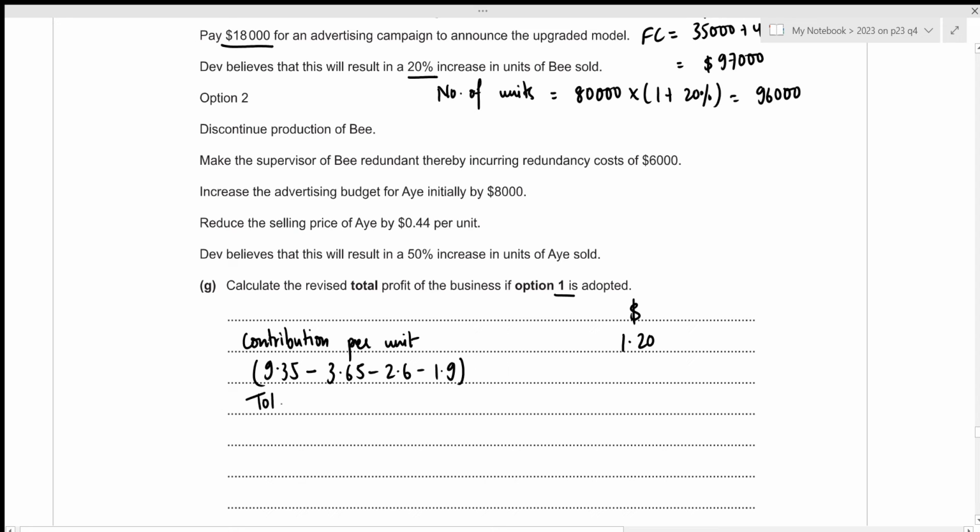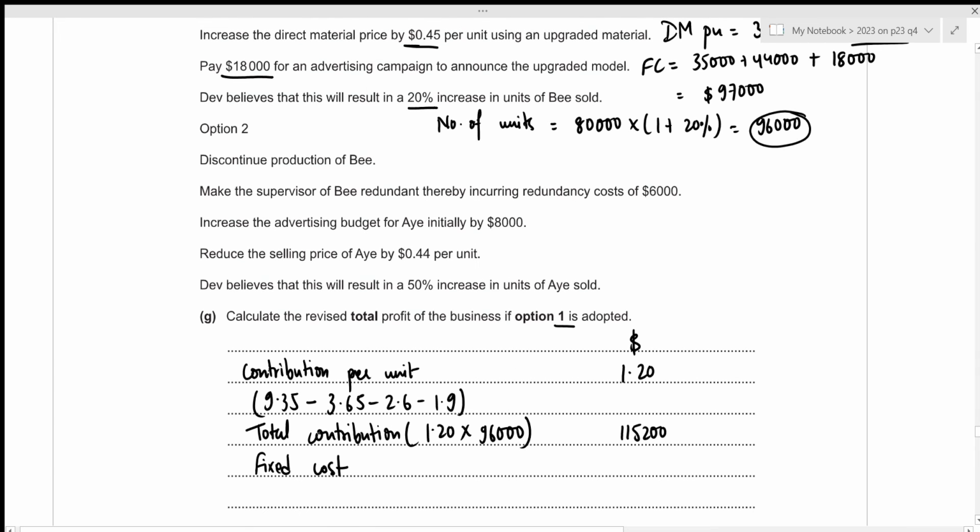Now we can calculate the total contribution by multiplying the contribution per unit with the number of units, and the new number of units is 96,000. This gives the total contribution to be 115,200. Now we need to subtract the fixed cost from our total contribution in order to get the total profit. We also calculated the revised fixed cost to be 97,000, which gives the profit for product B to be 115,200 minus 97,000, which results in 18,200.